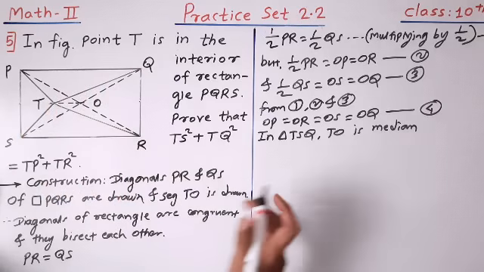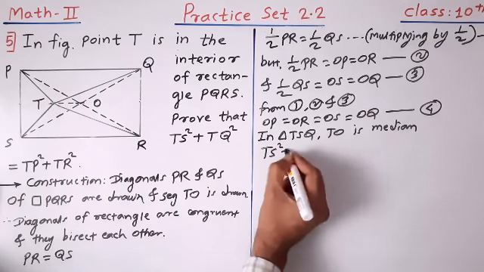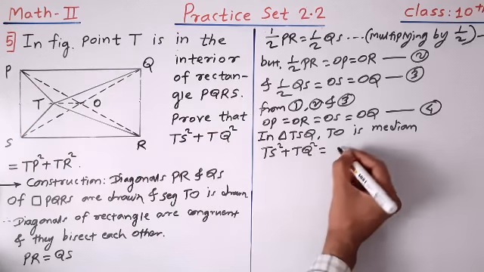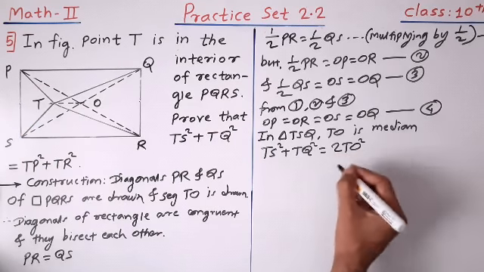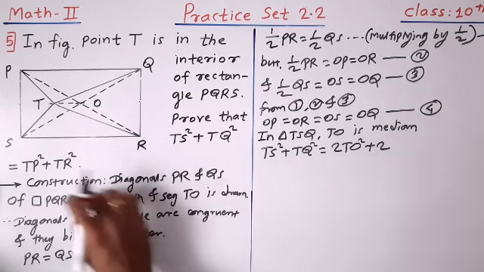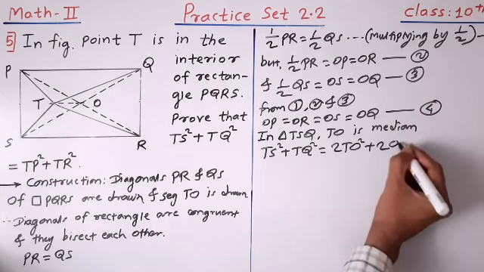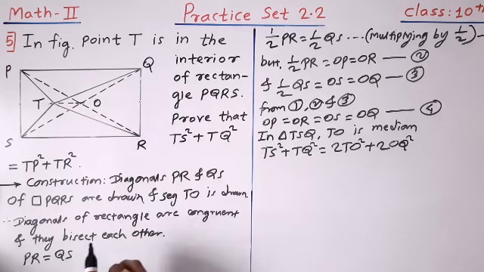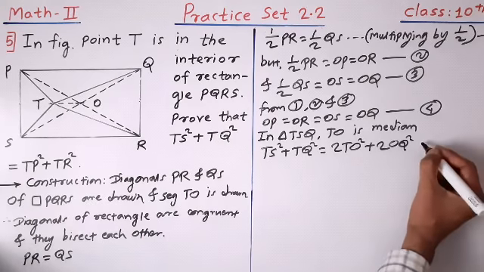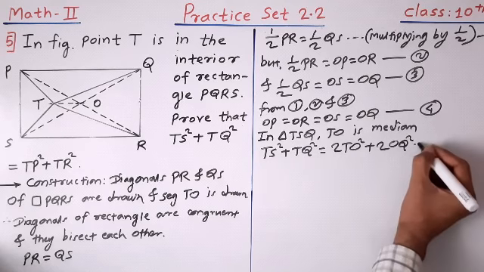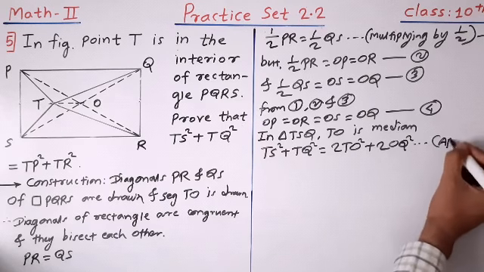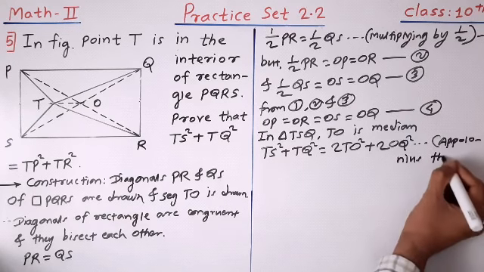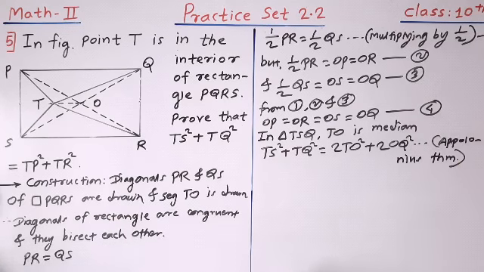TS square plus TQ square is equal to 2 times TO square, TO which is a median, plus 2 times OQ square. In place of OQ, you can take OS also. Now, as we have written OQ, this step is by applying the Apollonius theorem. This is the reason you have to write here.